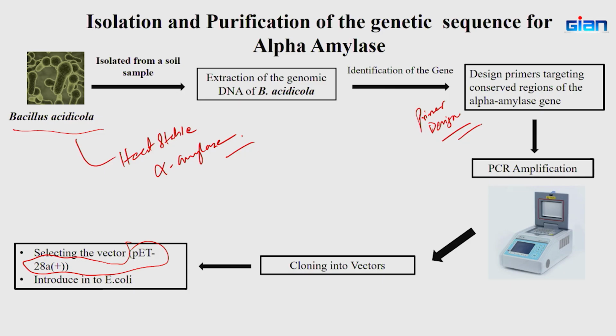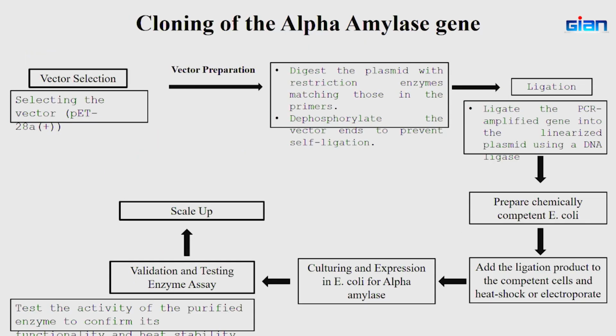coli. We specifically selected E. coli in such a way that, as you might have seen in previous slides, E. coli gives intracellular production of alpha amylase. Even though the production is quite high, the generation time of E. coli is quite short, so it can produce in a shorter period of time.